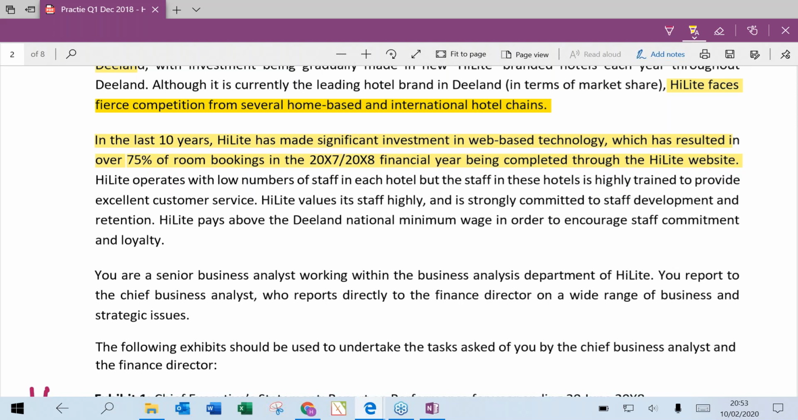Highlight operates with low number of staff in each hotel, but the staff in these hotels is highly trained to provide excellent customer service. Okay, Highlight values its staff highly, and it's strongly committed to staff development and retention. Highlight pays above the D-Land national minimum wage in order to encourage staff commitment and loyalty.